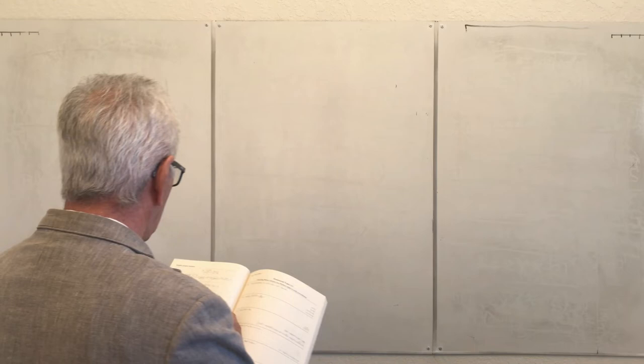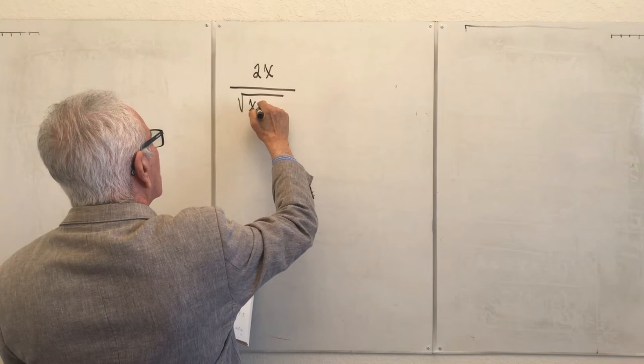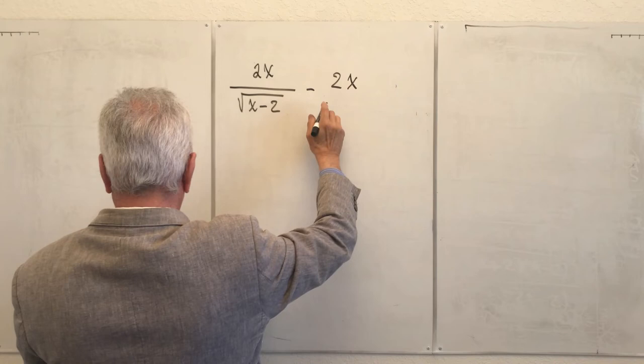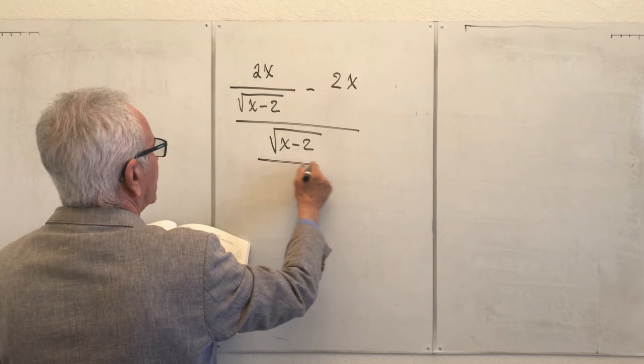What number 9? 2x divided by square root of x minus 2, minus 2x divided by square root of x minus 2, divided by x minus 2 squared.